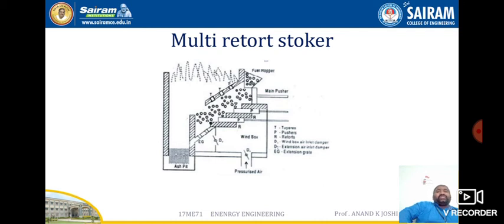So let us see what the disadvantages are. It is very expensive in operation as well as maintenance, and the investment is very high. Ash clinker problems may sometimes arise, and it needs a larger area for installation and operation, because as the number of retorts is more, it consumes more space. It is also somewhat complex, and low grade high ash fuels cannot be burned successfully. So this is all about the multi-retort stoker.